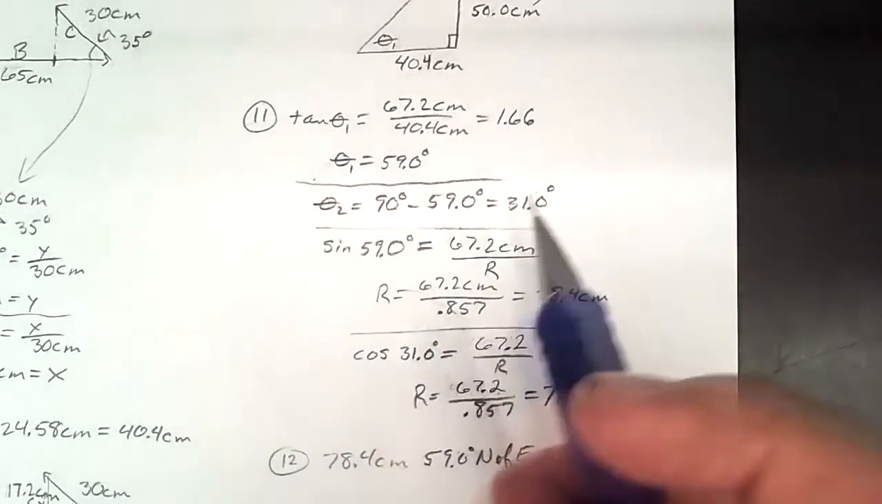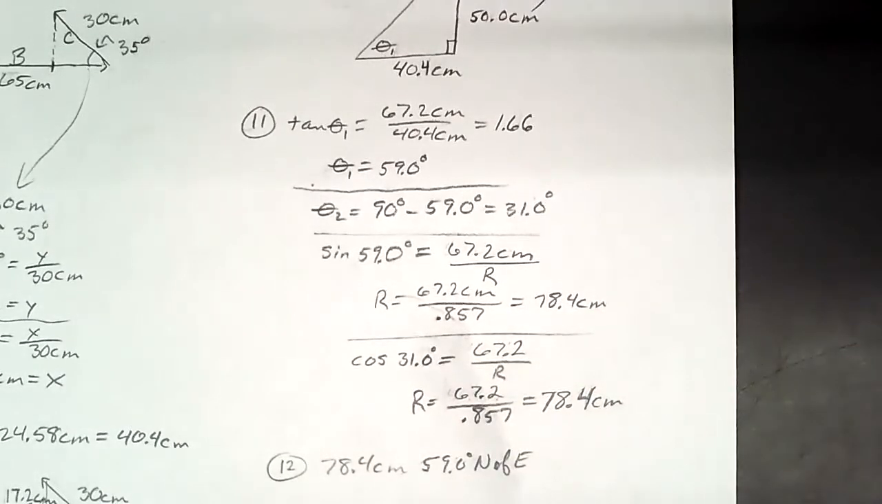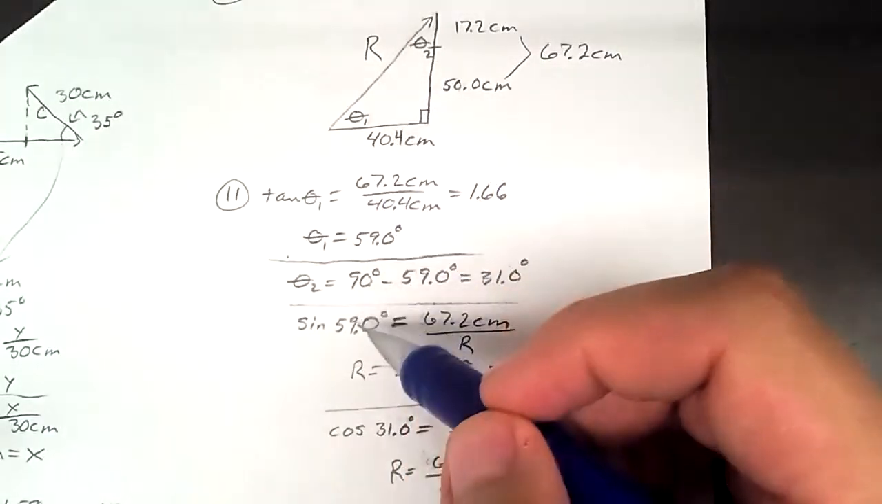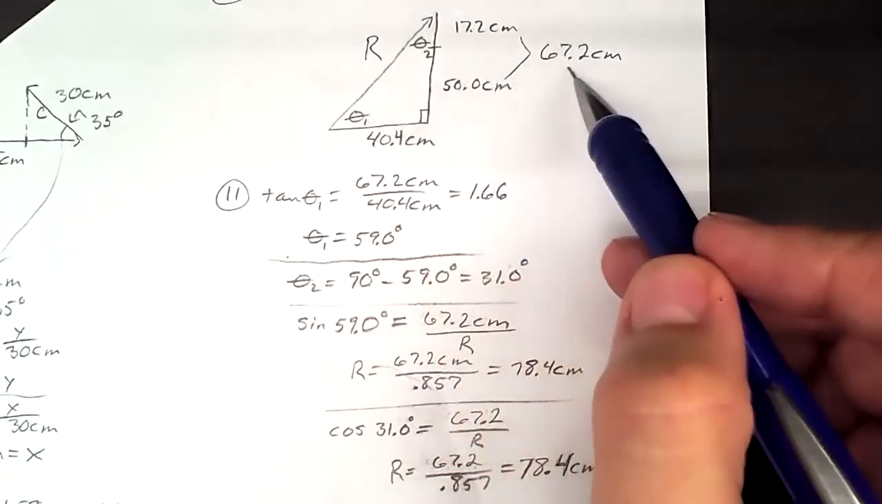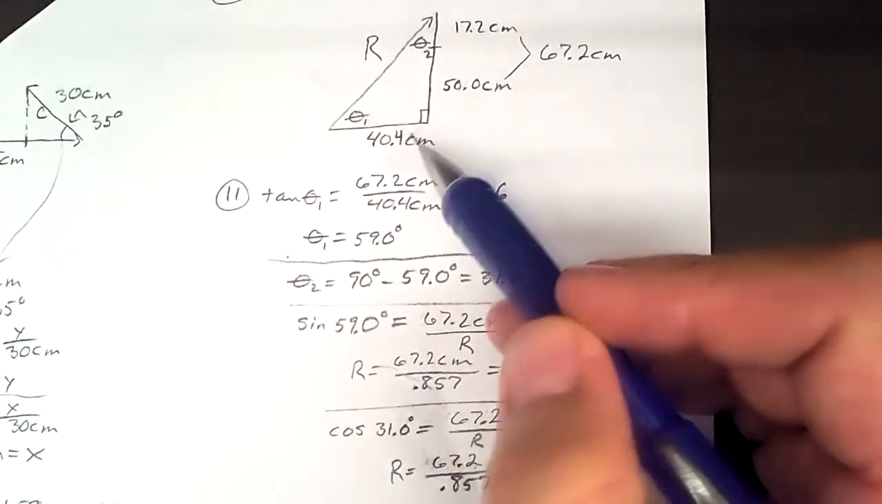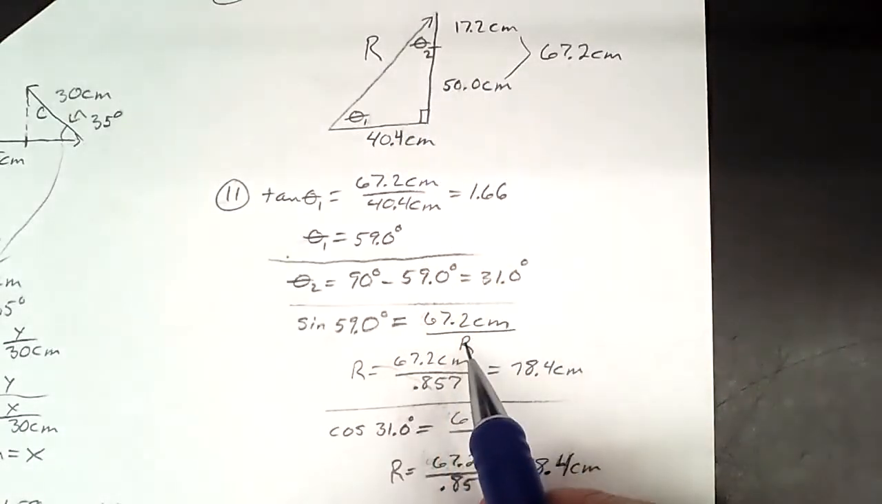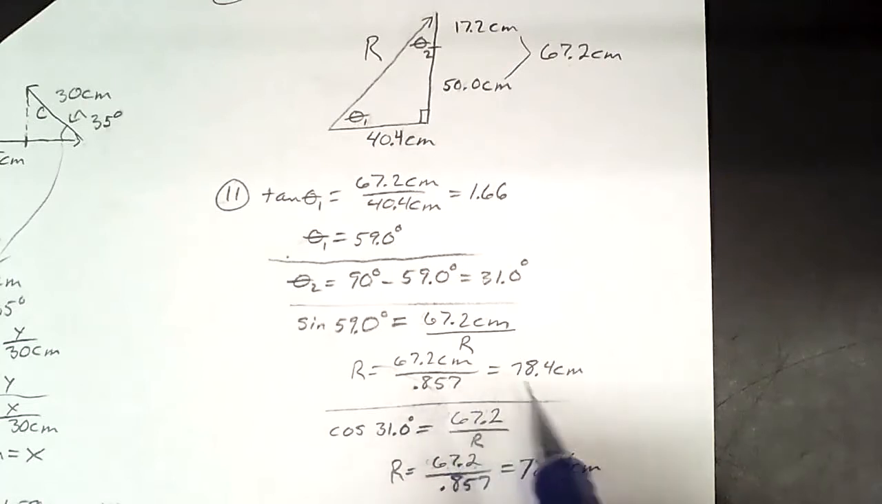So what's R? Well, the extra credit challenge was to use both angles and sine and cosine. So let's take sine of one of them. It doesn't matter which one. I did sine of theta 1. And that's total opposite over hypotenuse. And again, remember, these are going to trade spots. So take this value and put it under, and then R comes over here. And then we can divide, and we get 78.4 centimeters.